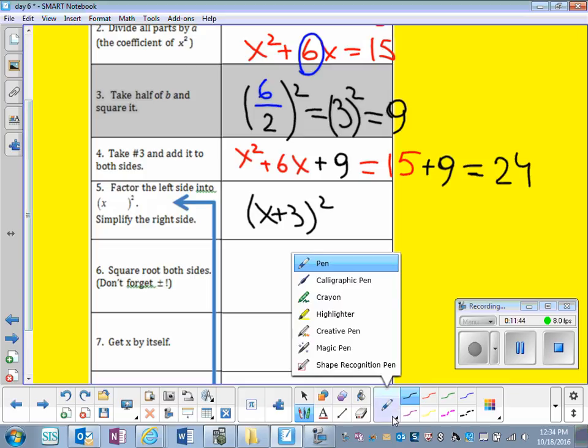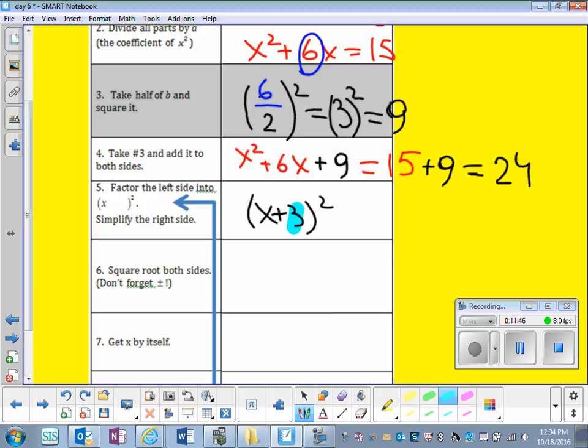See where the 3 comes from? This 3 comes from here. It's half of b. See that? So I take that number and put it here. And I know by design, this is what this trinomial will factor into. It's a perfect square. Okay? And then I just say my 24 equals 24 from the first.